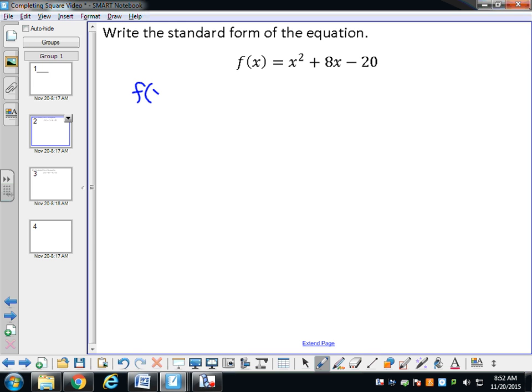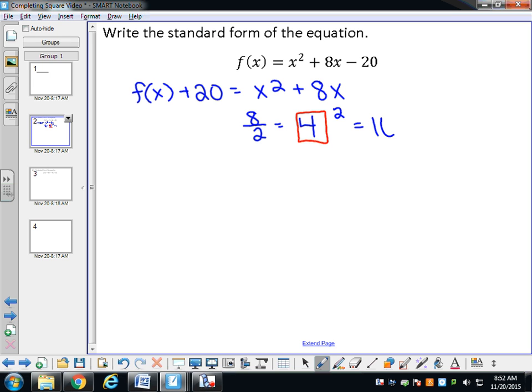First, we are going to move the c term to the other side. Since there is no number that I can factor out of the x squared and the x term, I don't have to worry about the next step. Then I take my b term, divide it by 2. That gives me 4. Put that in a box. I will be coming back to that number later. Then square that number and I get 16.